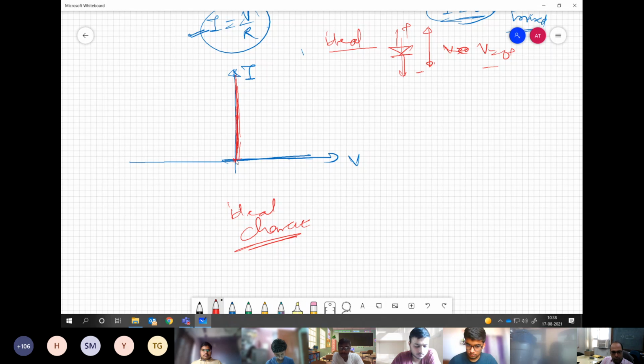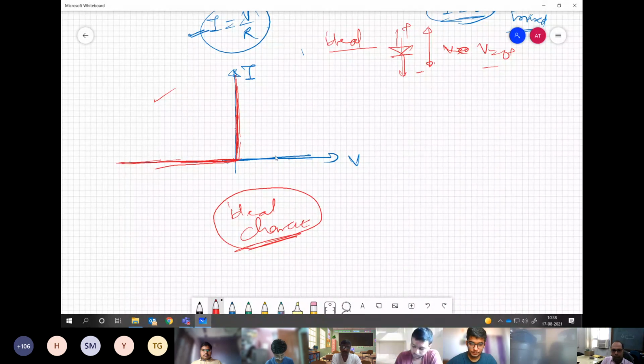And the moment we go for a negative value, there cannot be any current. The diode will block any amount of voltage, so the characteristic will completely lie on the x-axis. Getting my point? This is what the ideal characteristic of a diode is. So it is blocking any amount of negative voltage and it is conducting any amount of positive current.